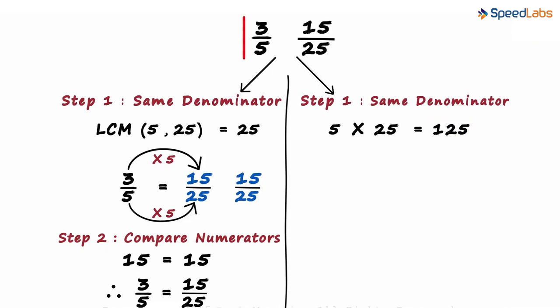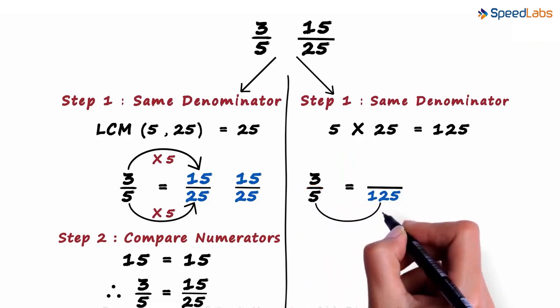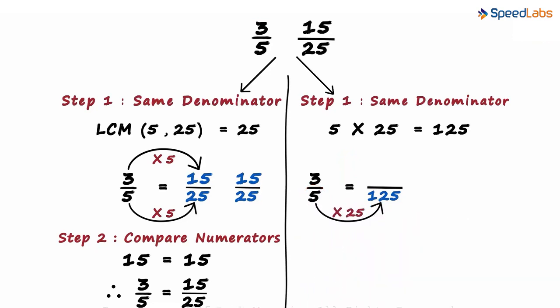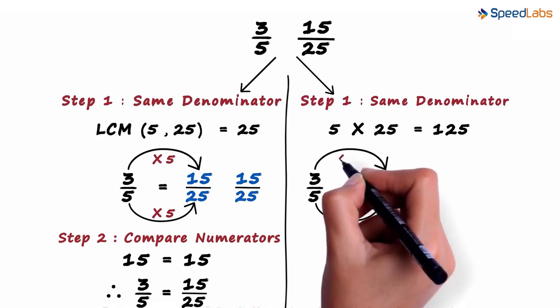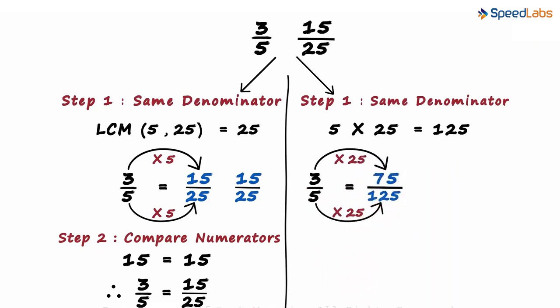The first fraction is 3 over 5. So we have to write 3 over 5 as something over 125. 5 times what gives us 125? We multiply the denominator by 25 to get 125. And to keep the ratio equal, we also multiply the numerator by 25. 3 times 25 equals 75. The first ratio was written as 75 over 125.